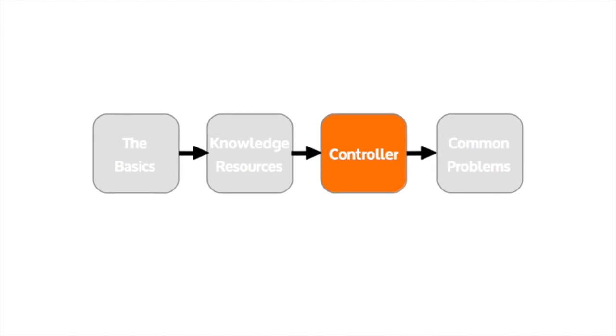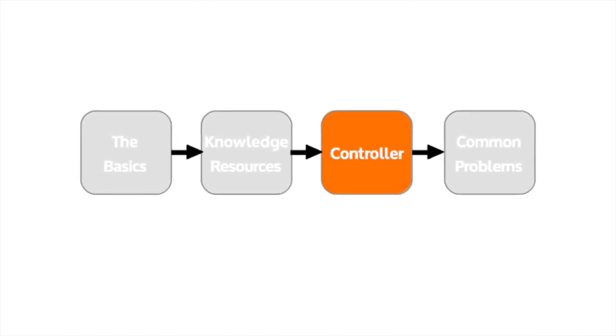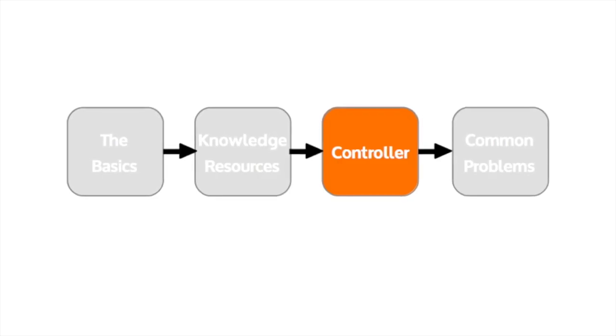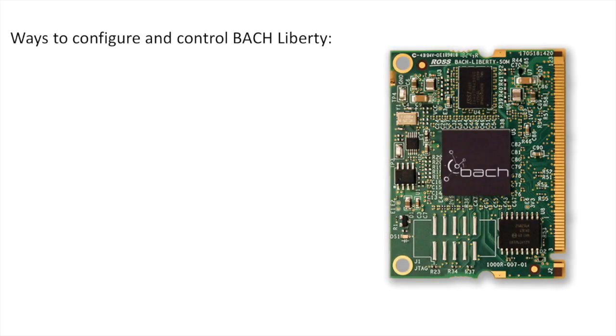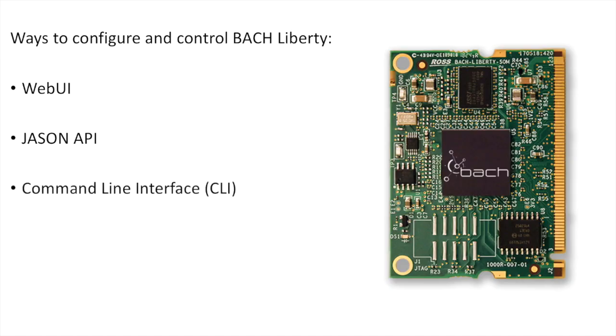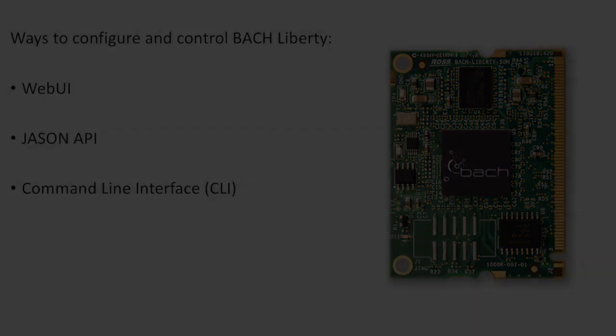In this session, you'll see how to configure BACH Liberty in order to synchronize it to a PTP Grandmaster and make connections. There are three ways to remotely control BACH Liberty. Web UI, which is a simple web interface used to demonstrate how to quickly configure and control BACH Liberty. JSON API, this is a WebSocket application program interface developed by ROS Video for the BACH family products. Command line interface, or CLI, that allows commands to be sent via telnet connections.